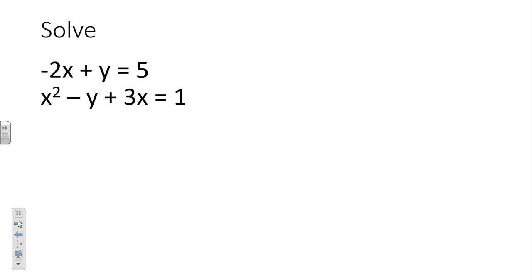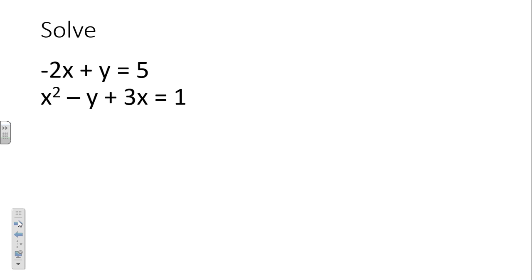What kind of equation or function is that first one? Linear. Okay, how about the second one? Quadratic. Okay, so visualize that in your mind. A linear function and a quadratic function. How many solutions could they have? They could have two, right? The line hits the parabola in two places, right?